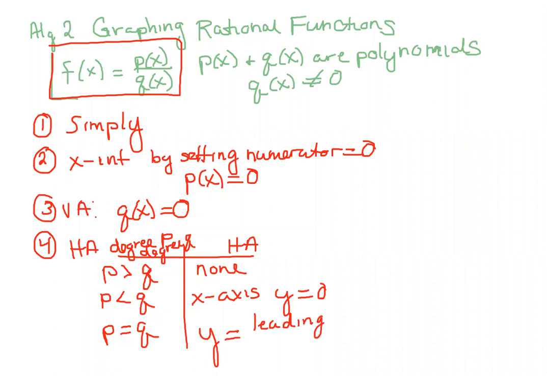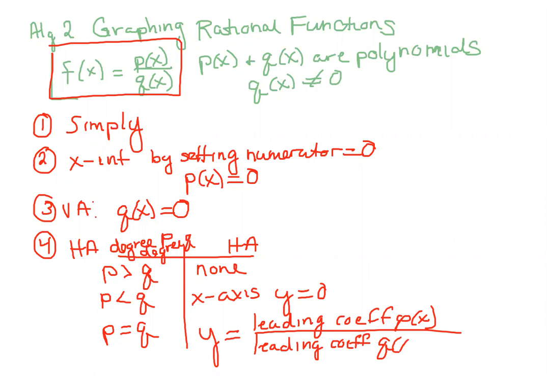And if the degrees are the same, then the horizontal asymptote is going to be y equals the leading coefficient of p divided by the leading coefficient of q. That's going to make way more sense once we look at some examples. Let me give you just a couple little examples of this.